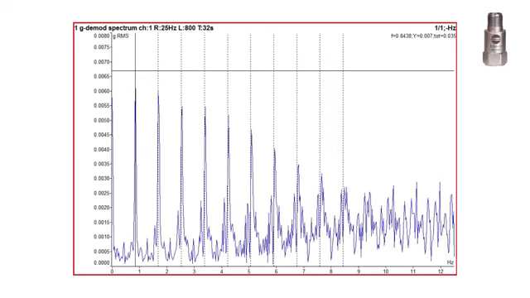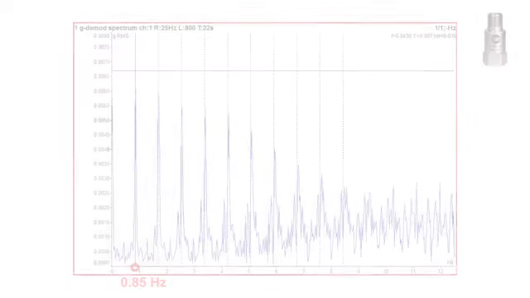And it really helped. You can see the repeating frequency 0.85 Hz and its harmonics. The harmonics always occur because the enveloped signal is distorted. It is not a pure sine wave, which can display only one line in the spectrum.